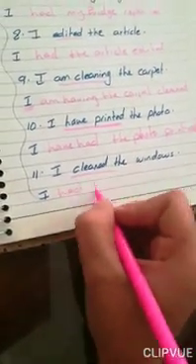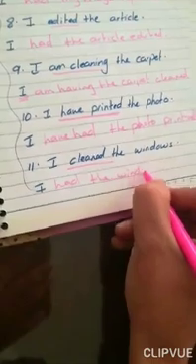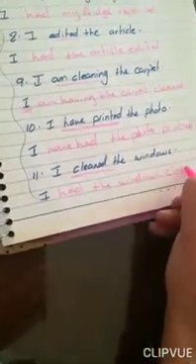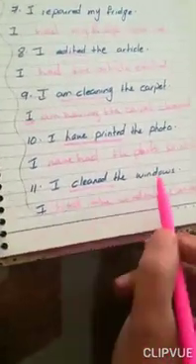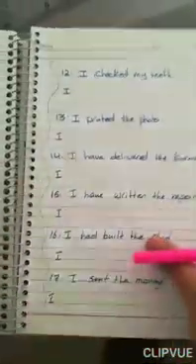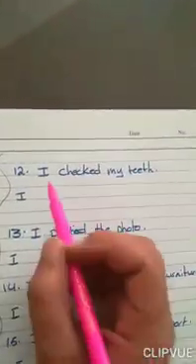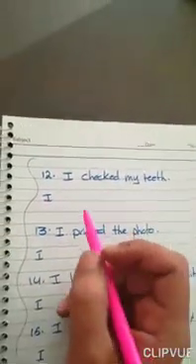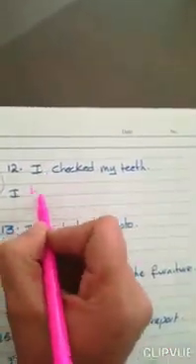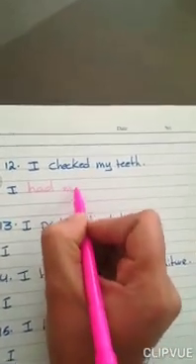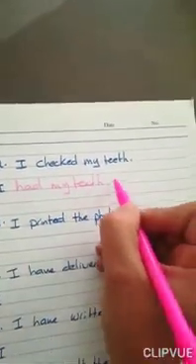Moving to number 11. I clean the windows. So I, verb 2. So I had the windows cleaned. So you've actually changed the sentences here into causative. Okay, and you're not the person who did this action. I checked my teeth. It means you want to change it into causative. I checked is verb 2, so I had, okay, my teeth checked. Of course, by the dentist.